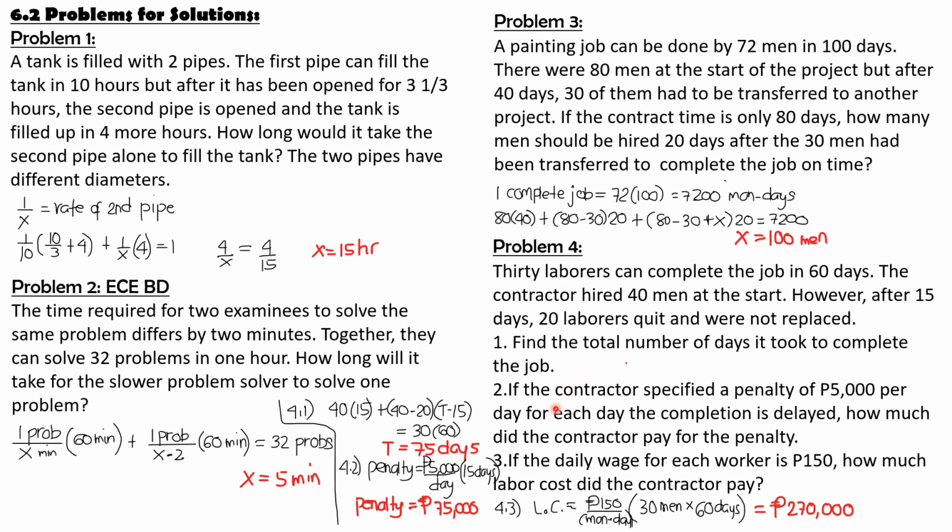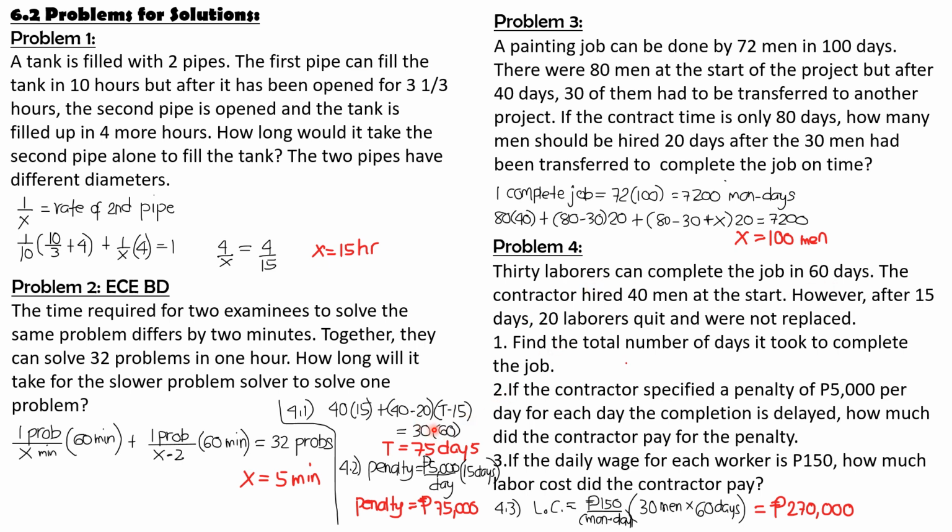Then number 2, if the contractor specified a penalty of 5,000 pesos per day for each day the completion is delayed, how much did the contractor pay for the penalty? Number 3, if the daily wage for each worker is 150 pesos, how much labor cost did the contractor pay? So for 4.1, one complete job corresponds to 30 laborers times 60.